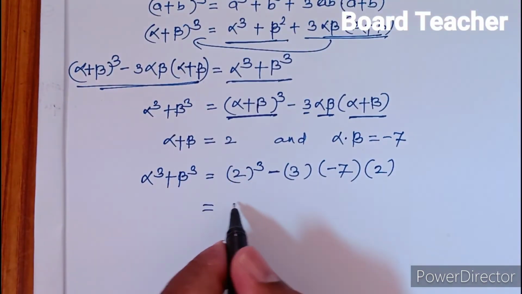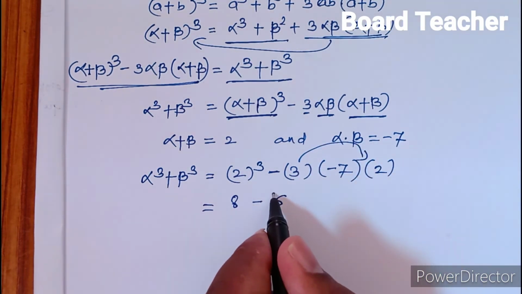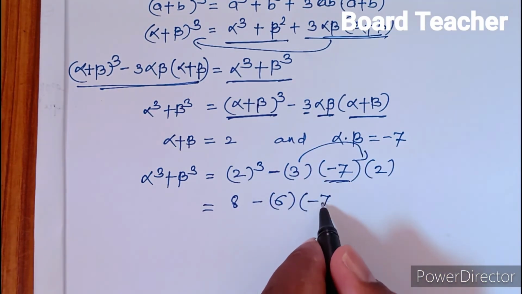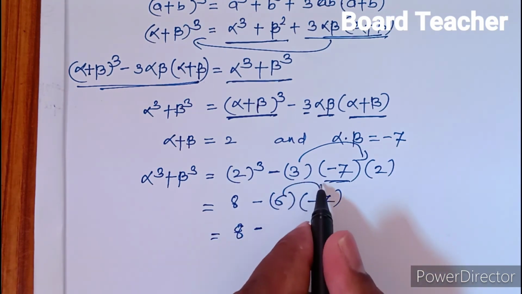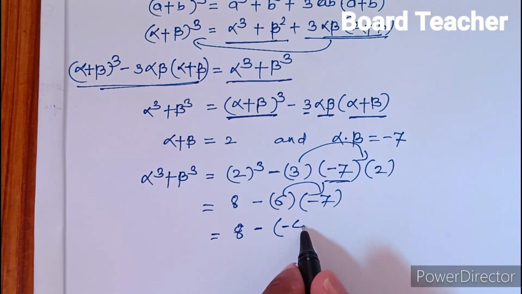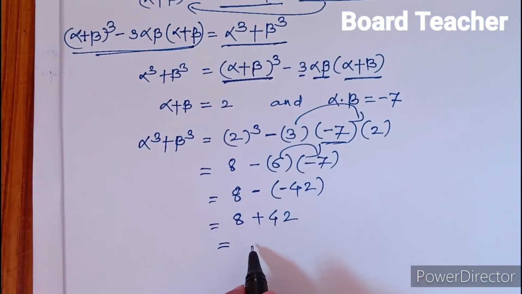The cube of 2 is 8, minus 3 into 2, that is 6, into minus 7. Now here 8 as it is, minus 6 into minus 7, that will be minus of minus 42, so it will be 8 plus 42, that is 50. We get alpha cube plus beta cube equals 50.